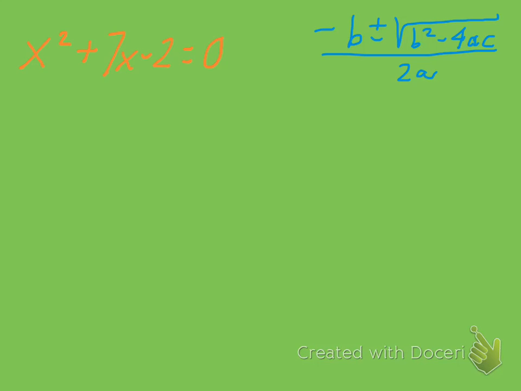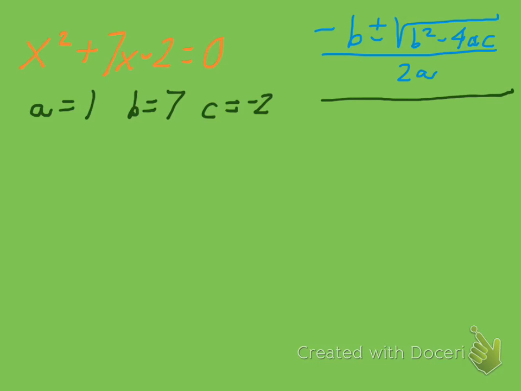Okay, here's our first problem. X squared plus 7x minus 2 is equal to 0. What we want to do with this is first figure out what a, b, and c are. So a is the number in front of x squared, which is 1. B is the number in front of x, which is 7. And c is the constant, which is negative 2. Now, we've got to take these three numbers and plug them into the quadratic formula, which I have already written over here. Again, you have it at the top of your paper.